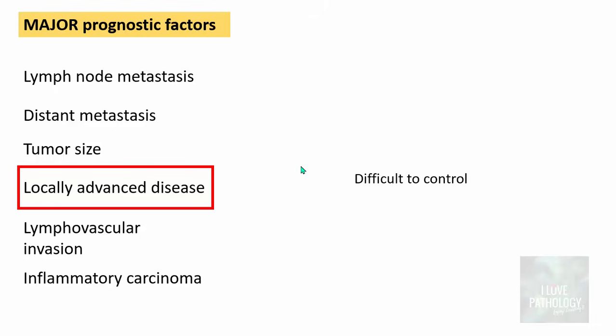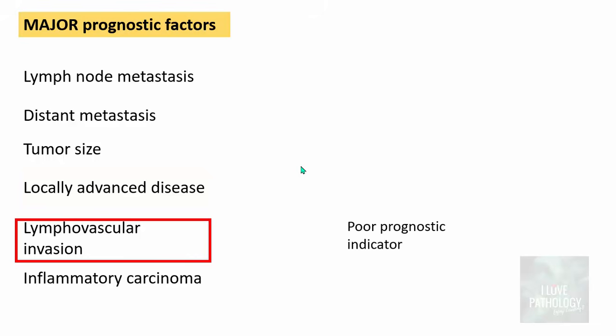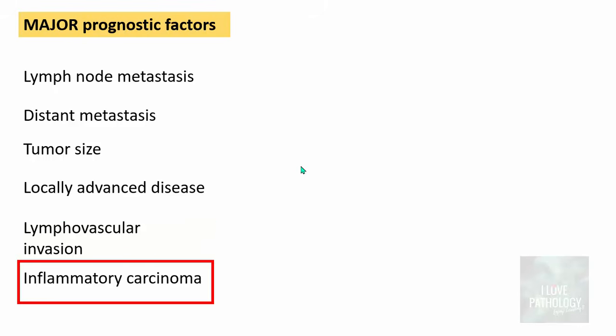Locally advanced disease means skin ulceration, underlying infiltration into the chest tissue, and it is difficult to control these locally advanced diseases. Lymphovascular invasion, again, is a poor prognostic indicator. In spite of lymph nodes being negative, if you find lymphovascular invasion, that means tumor cells within the lymphovascular spaces while examining your breast tumor, so that indicates a poor prognosis, because these patients might come with recurrence later.